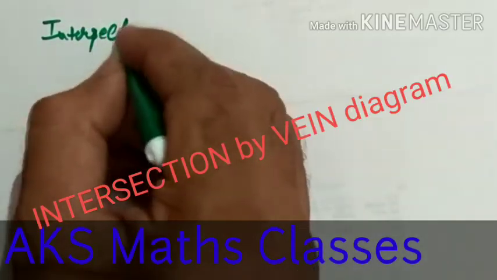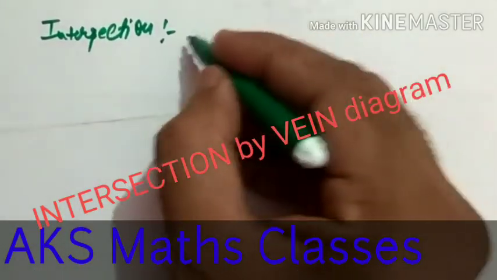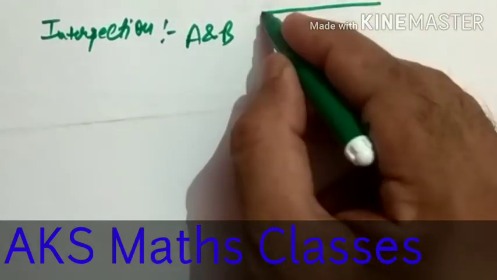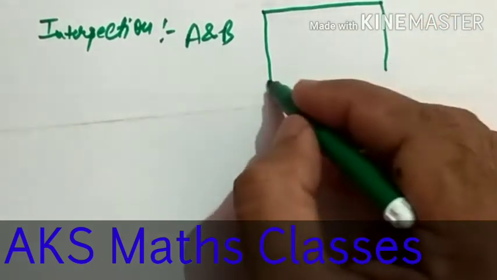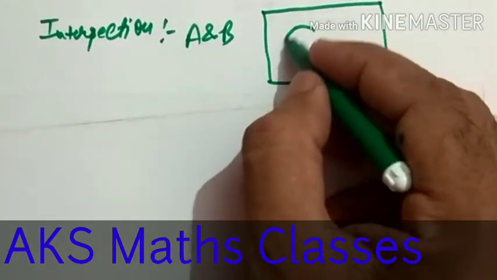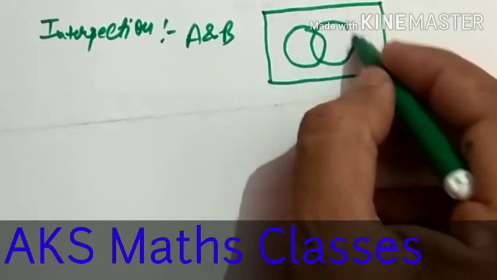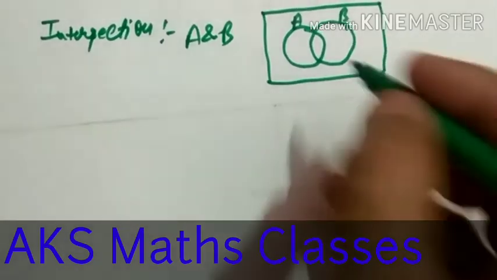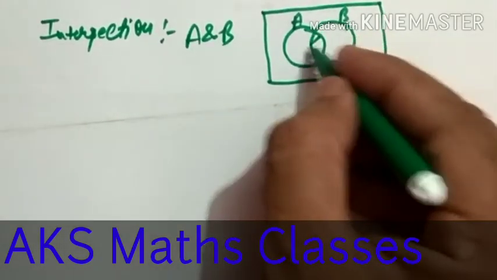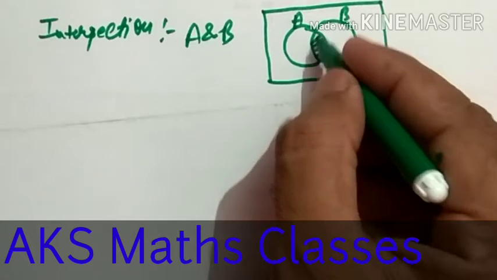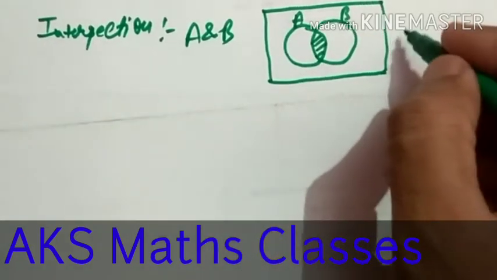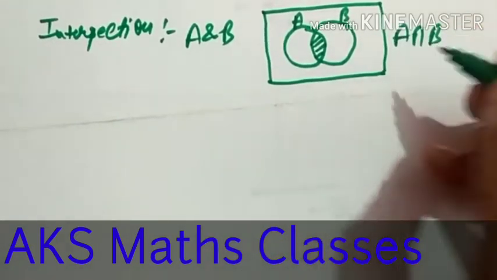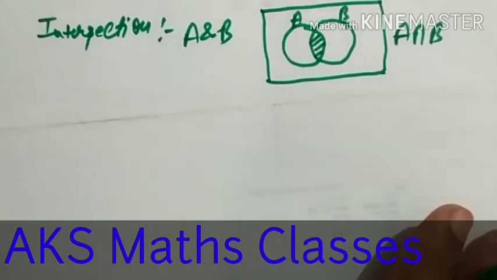Clear now? Intersection. Next. Suppose again we have two sets, A and B. So now draw a rectangle like this one, with this A and this B. In the intersection, we always take the common portion. So what is common in this figure? This portion is common only. This is coming in A and also in B. So that's why it is A intersection B. Now clear what A intersection B is?